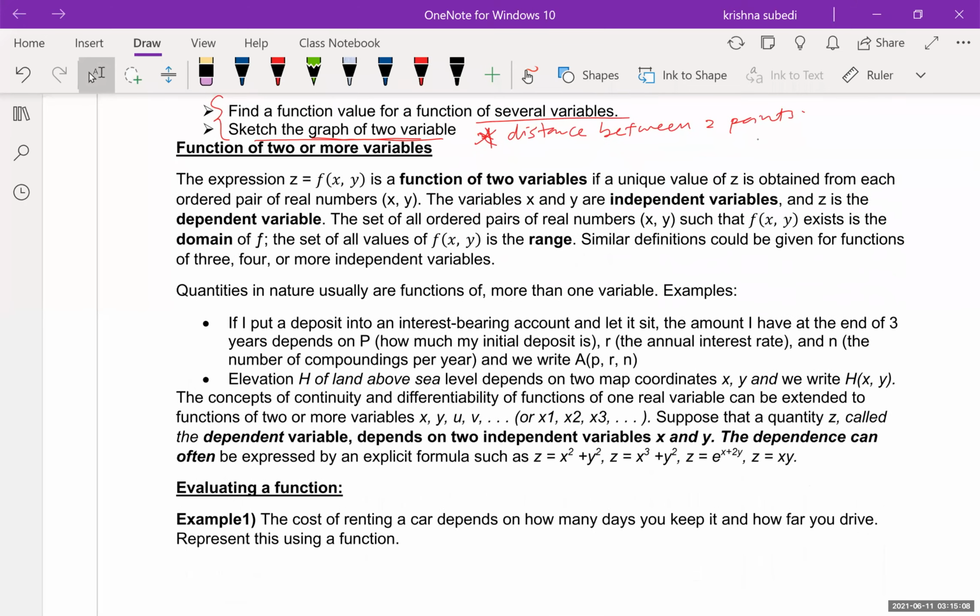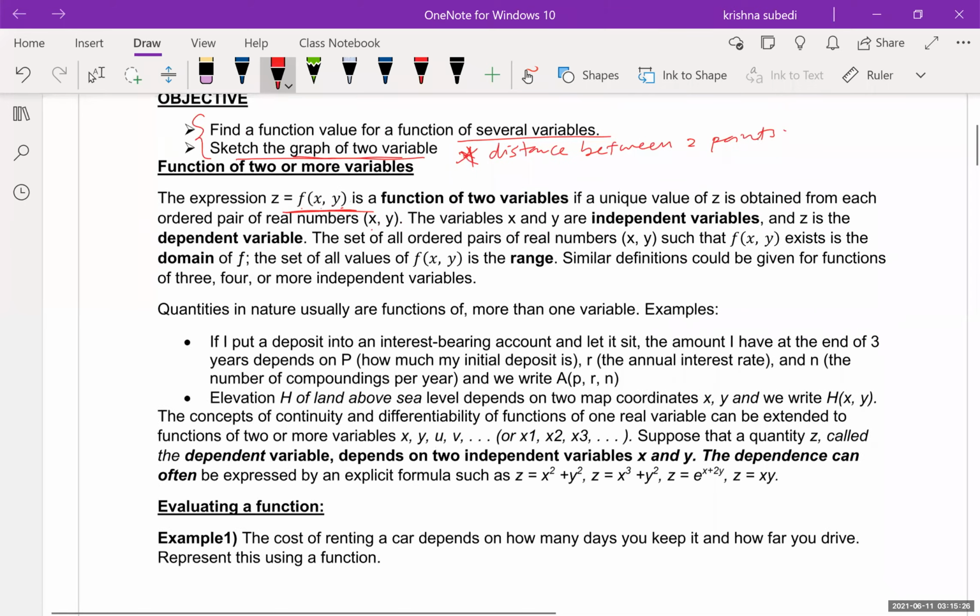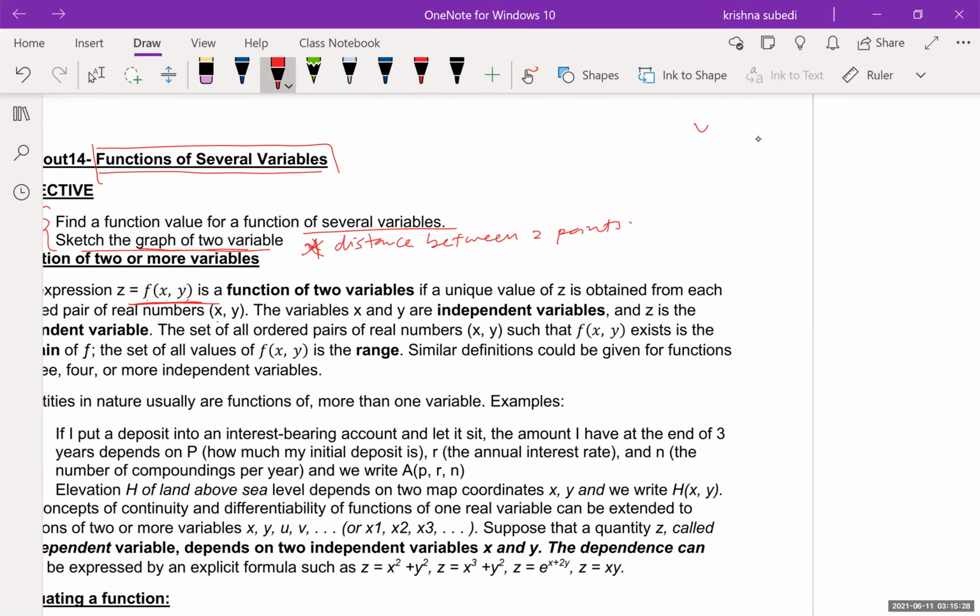Now, first of all, what is function of two or more variables? So the expression z equals f(x,y) is the function of two variables if a unique value of z is obtained from each ordered pair of real numbers x, y. Remember, in your calculus 1 and even in this course so far, what we learn is a function of one variable, y equals f of x. Okay, y is called the dependent variable and x is called the independent variable. That's what we did.